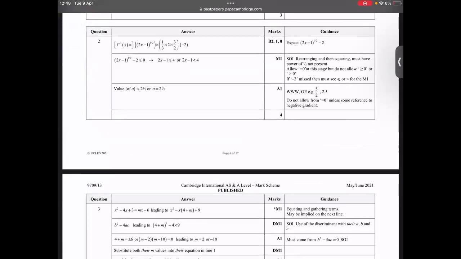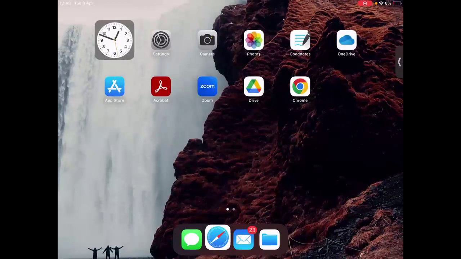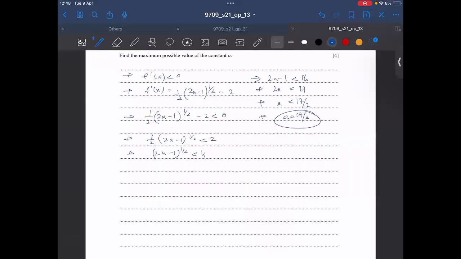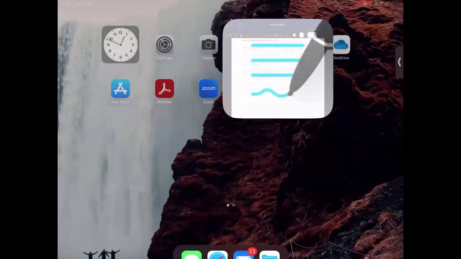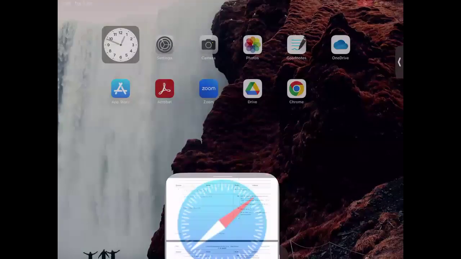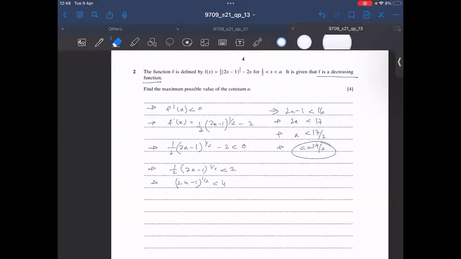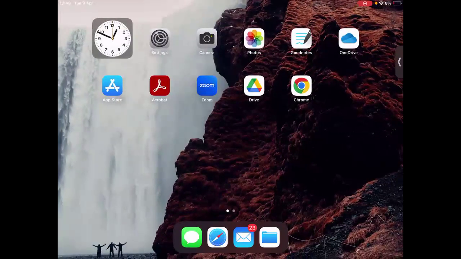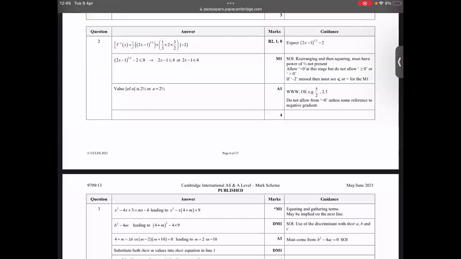No. Just a second. I made a very silly mistake. Let me just correct this. In question 2, mistakenly, I just wrote no. So sorry. Just a second. Let's check. Yeah, sorry.